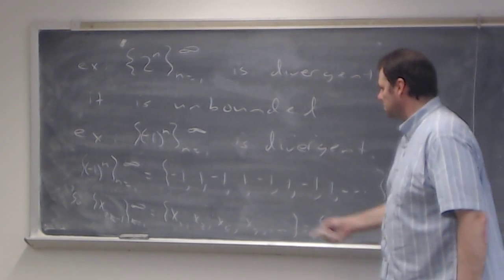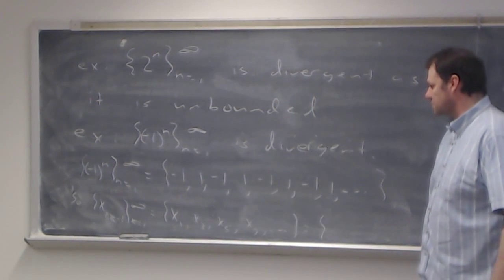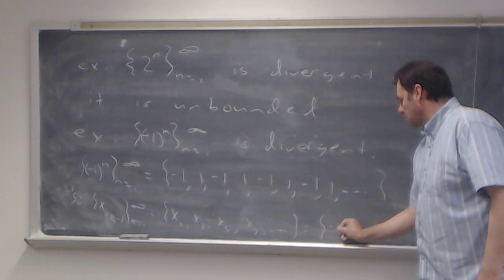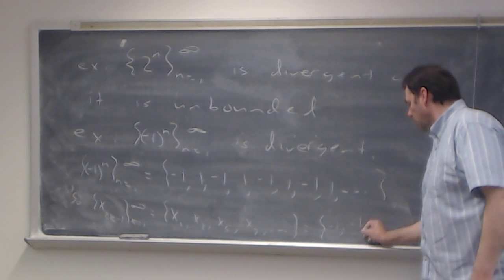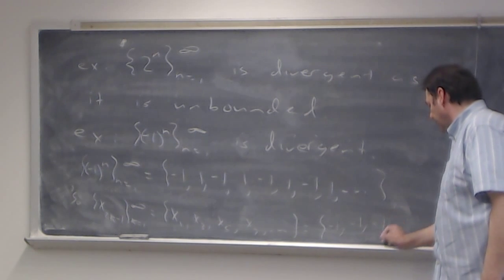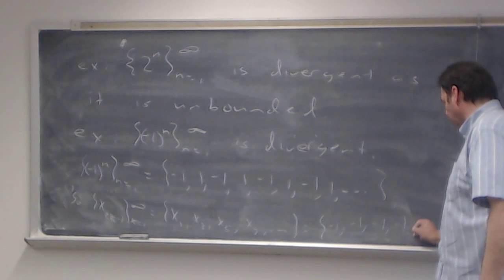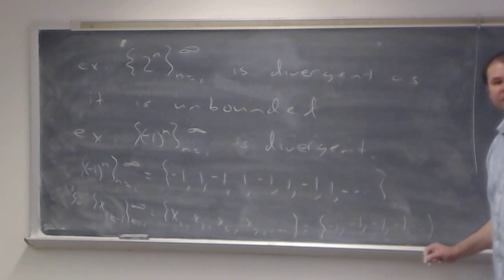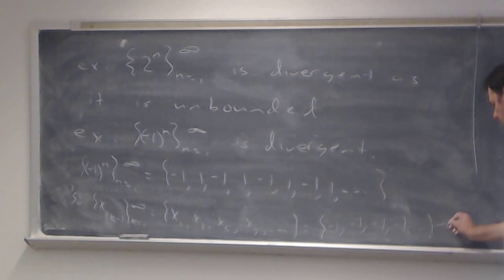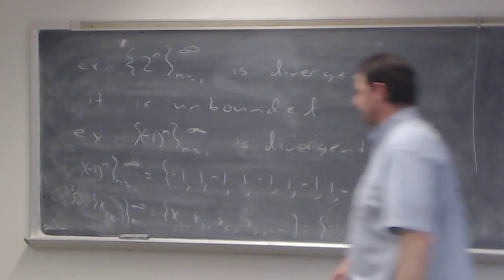What's x of 1? What's the first term in the original sequence? What's the third term? What's the fifth term? Seventh term, negative 1. They're all negative 1. What do they converge to? What kind of sequence is it? Constant sequence. And a constant sequence converges to that constant.